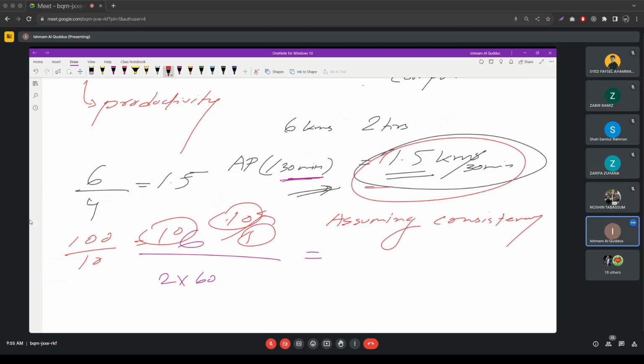So what do you think, as a rational human being, will you have the same energy to cover the same distance in the last 30 minutes that you did in the first 30 minutes? Do you think you will have the same energy level? By energy level, I mean, will you have the same velocity or speed?